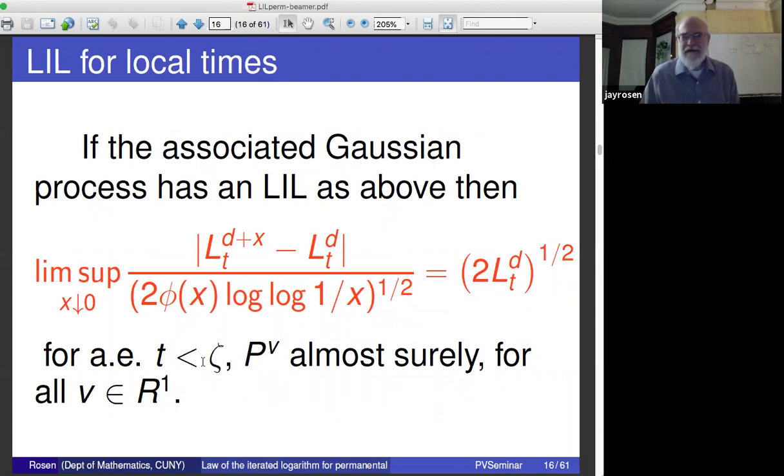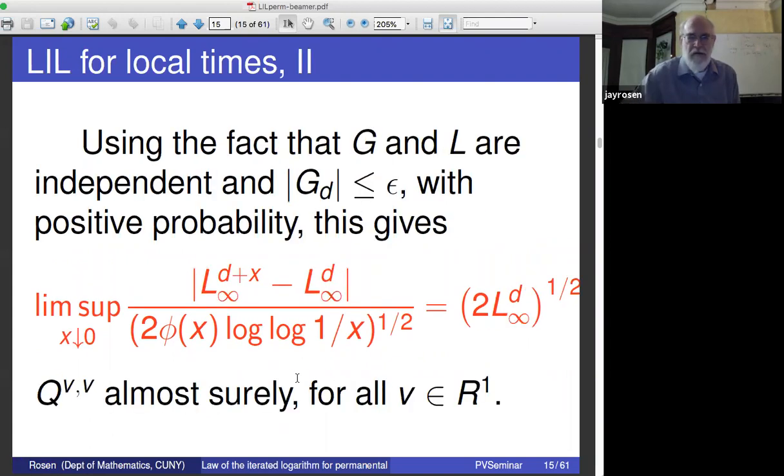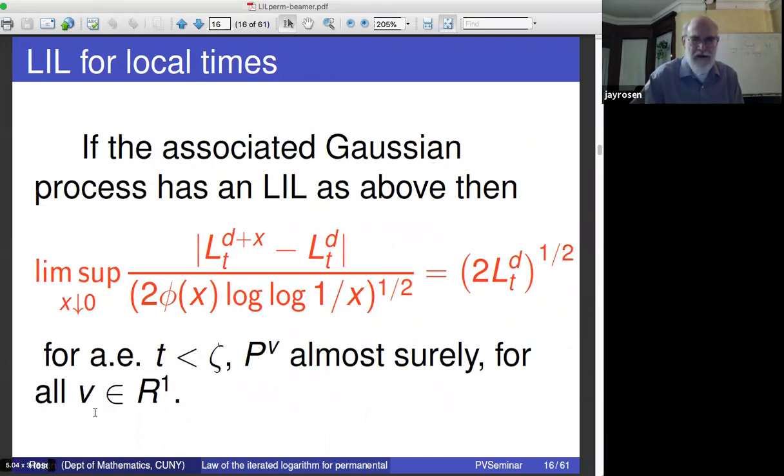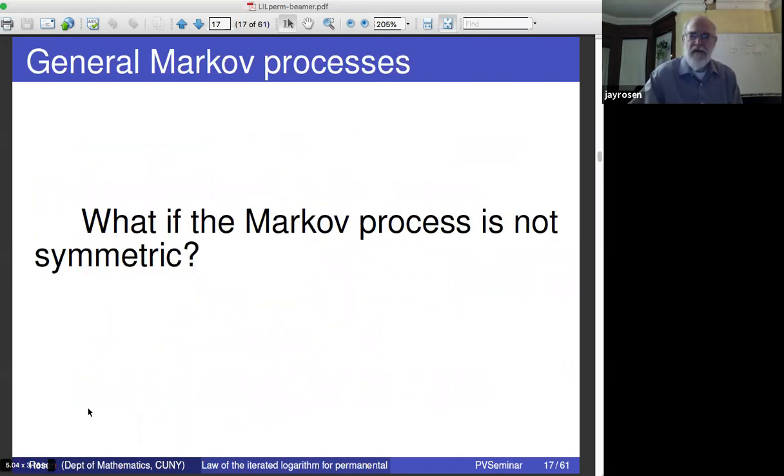Why can't I have it at the death time? Because, as I mentioned, the measure QVV is forcing you to die at a certain point, and so in general you can't know what happens actually at the death point. Okay, so this is all background, for the case that the Markov process was symmetric, so we have the Dynkin isomorphism theorem. The big question for us, and for people who've worked in this, was what happens if the Markov process is not symmetric?